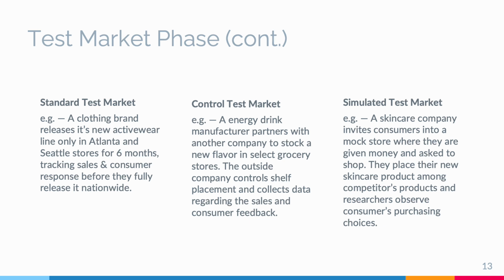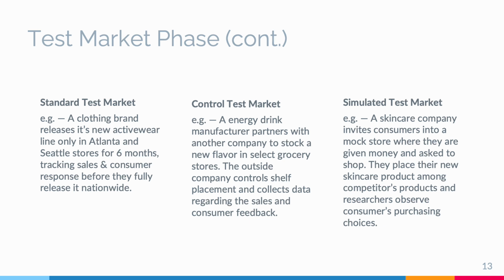Control test market. An energy drink manufacturer partners with another company to stock a new flavor in select grocery stores. This outside company will control the shelf placement and collect all of the data regarding the sales and consumer feedback. Now all of this data will go back to the original company in order to give them the response.